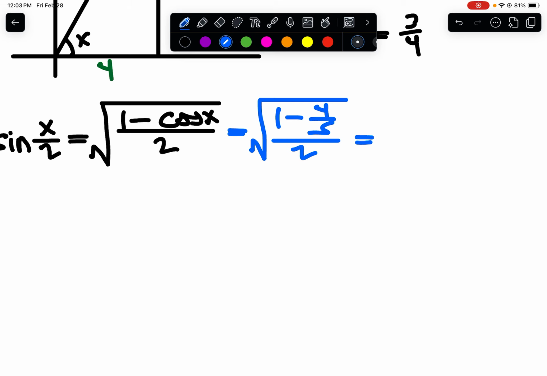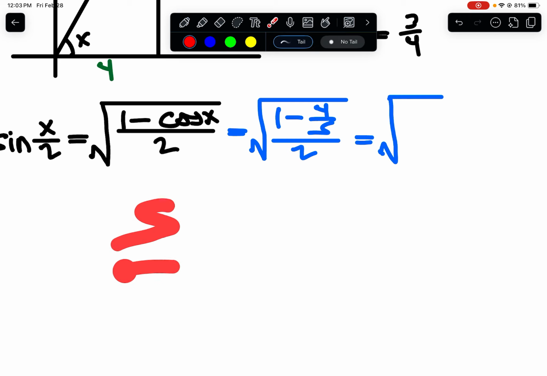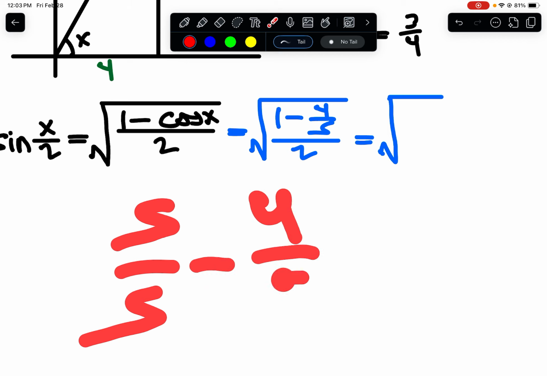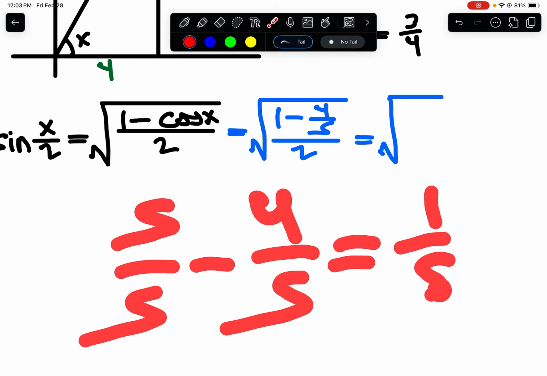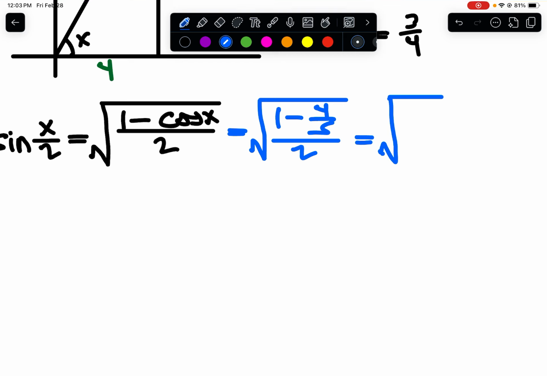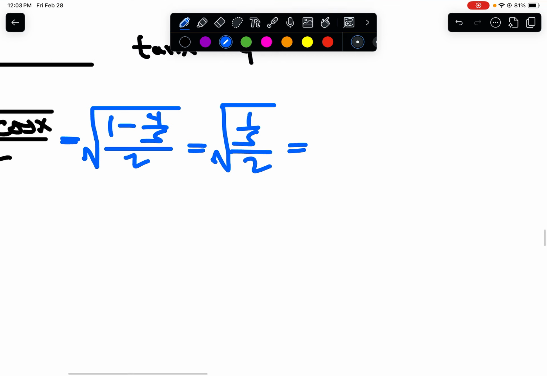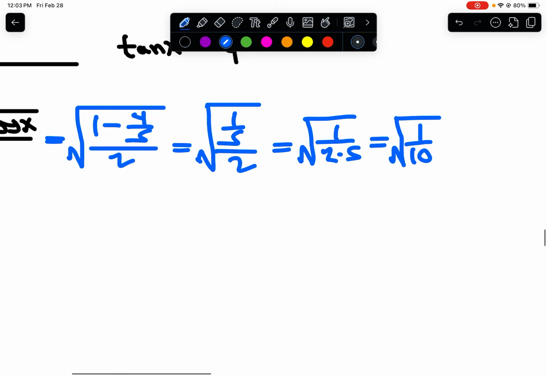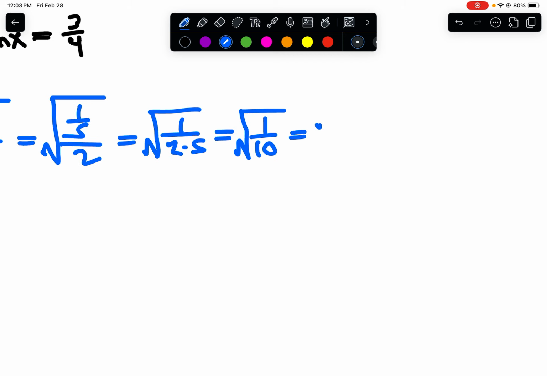So I'm going to rewrite the numerator. Go ahead and just get a common denominator. So that's going to be 5 over 5 minus 4 over 5, which is going to give me just 1/5. So this is just 1/5, all divided by 2, which now I'm going to simplify. So I'm going to have 1 over 2 times 5, which is going to be the square root of 1/10.